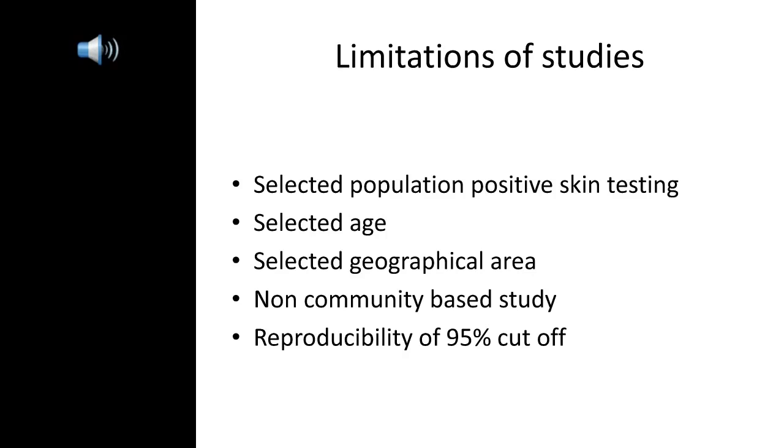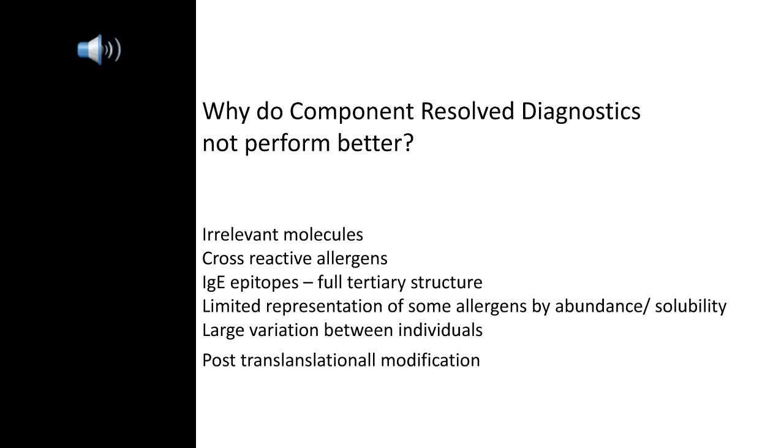If we take community-based studies, then the performance might be a lot lesser, because some of these studies are predicated on the fact that these people are already positive on skin test to peanut, and we really don't know about the analytical performance of these components at the 95% cutoff. So the bottom line is that things have been improved, but not sufficiently to stop us from challenging people with foods. Okay, so why is this a problem?